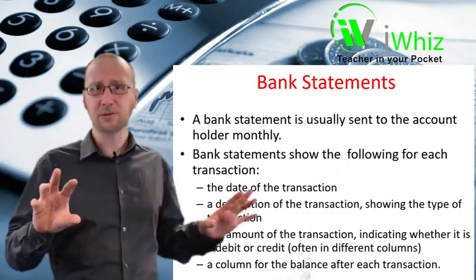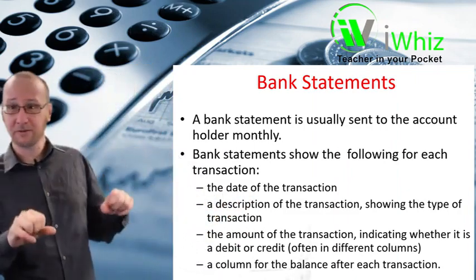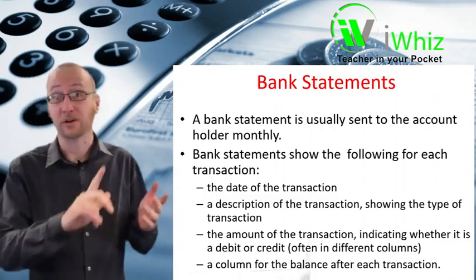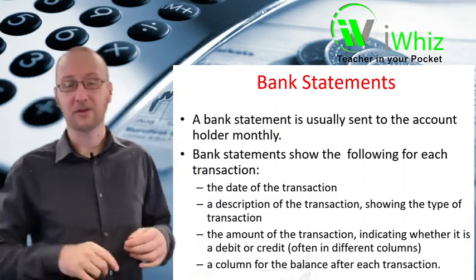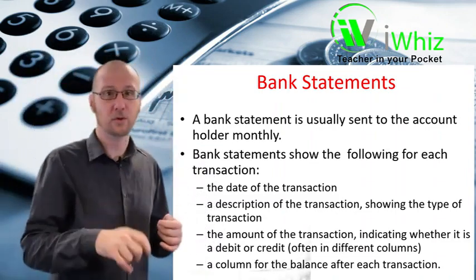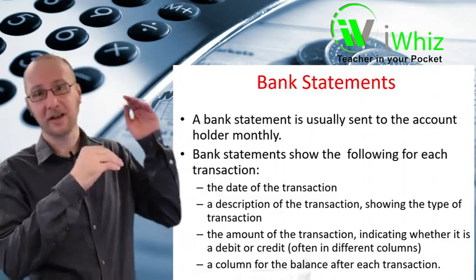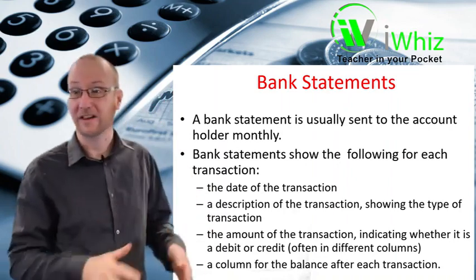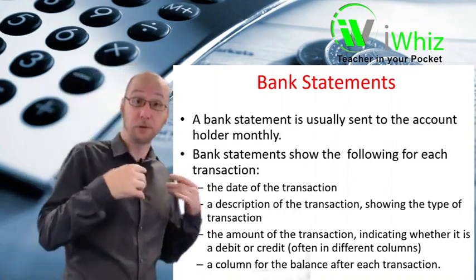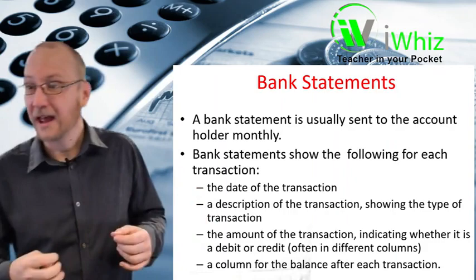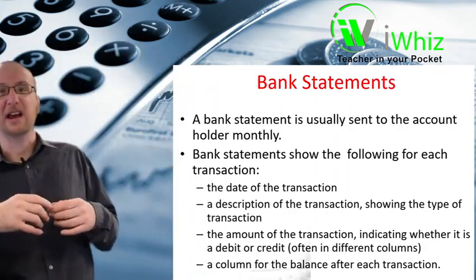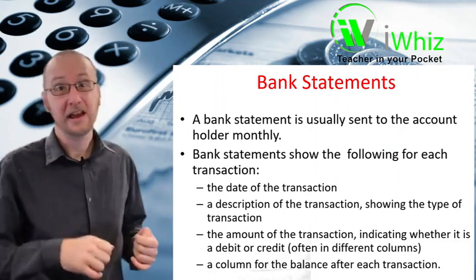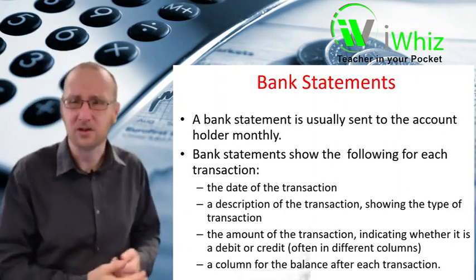Now a bank statement will usually show the following information. It'll tell you what transactions occurred and what date they occurred on. So every time you draw money or you make a payment with your card, that will show up on your bank statement, and it'll give you the date on which that happened. It'll give you a description of the transaction, and it'll show you, was it a deposit, was it an EFT, etc. And it also tells you who the payment was made to usually.